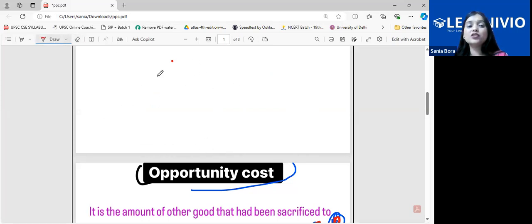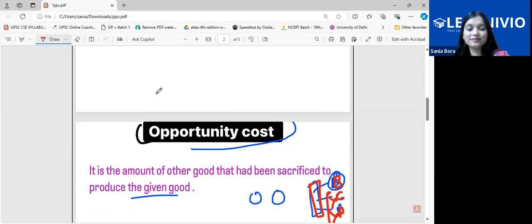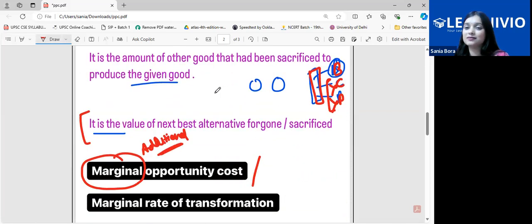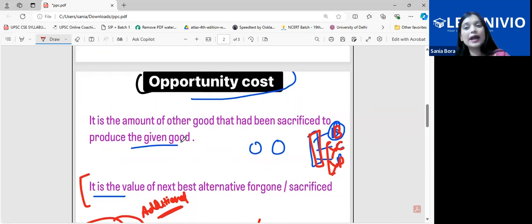Okay, marginal, what I said, it is always an addition. Whenever this word is coming to you, because this word you will learn again and again, it will come again and again. So marginal means additional. Additional, you are adding something.